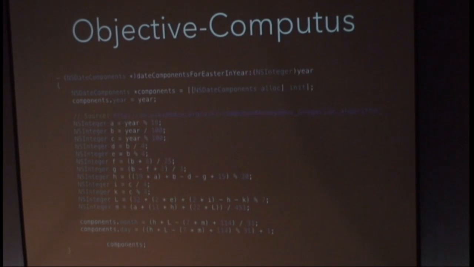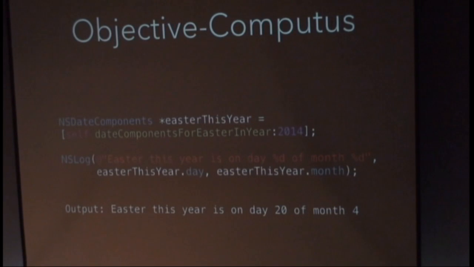So very easy to follow. You just go through all these steps, and finally, you can get the month and the day to put in the components. So you run this. You say, give me Easter this year. You give it 2014, and it tells you Easter this year is on day 20 of month 4. And it was.